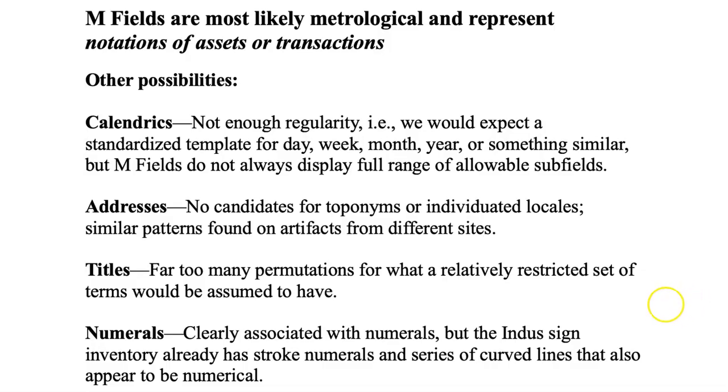So the great variety. And finally, numerals is tempting. There's clearly a numerical aspect to these signs, as we've shown. The fish sign for one and the staff sign for another are often shown in association with stroke numerals, but they themselves don't appear to be numerals, but something that uses numerals, or numeral-like. And so again, the inference is that these are probably notations of assets or transactions of some sort, probably ultimately indicative of weights or series of weights.